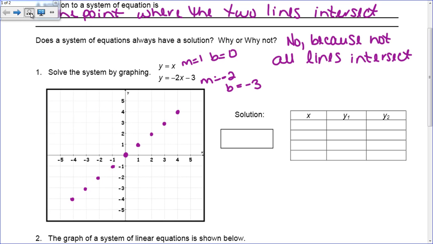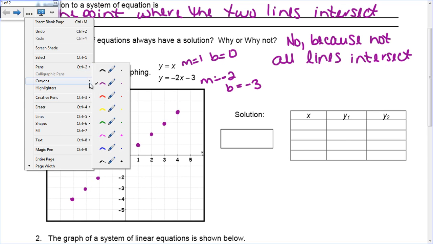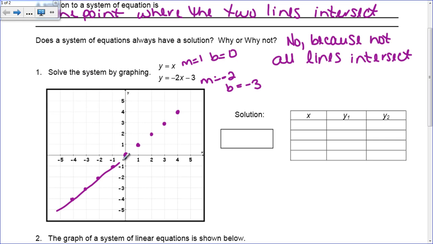Let's try that again. You're going to connect them with a line. Use your ID or a ruler or something so that your line doesn't look like that first one I tried to draw. So there's our line.